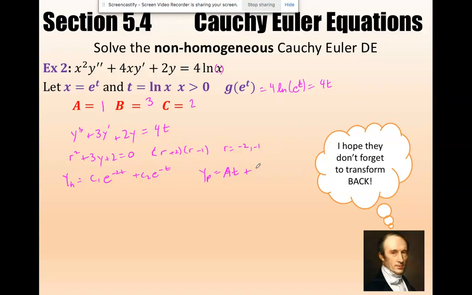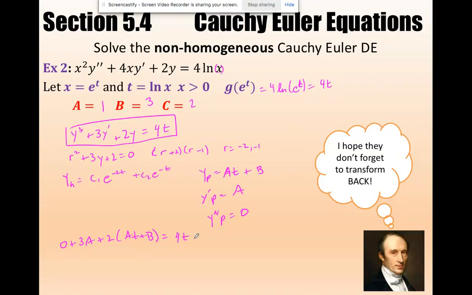So at to the first plus b. Gotta love this when this happens. Plug back in to purple. So what do we have here? 2a, because that's with the t, must be equal to 4. So a is 2.